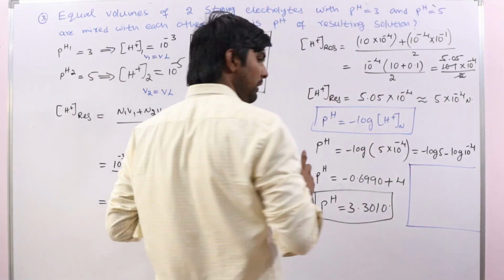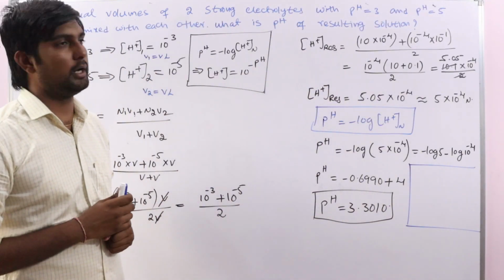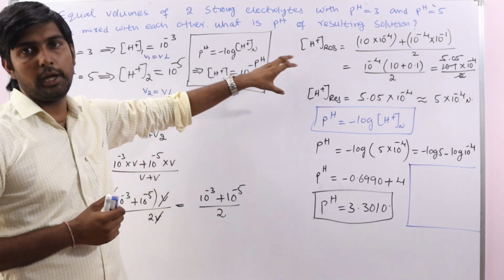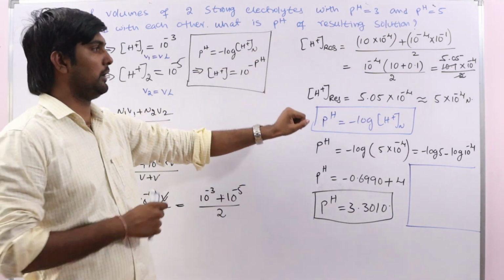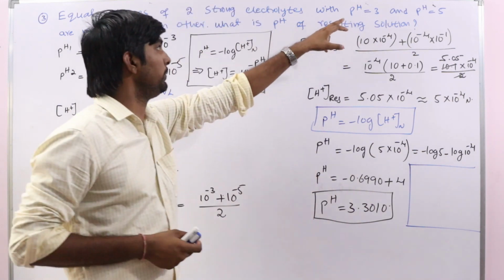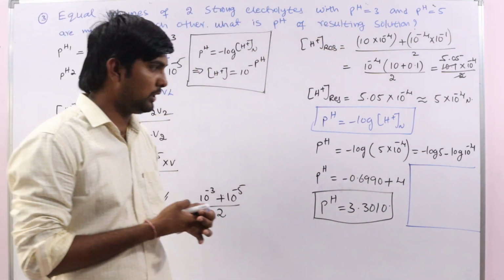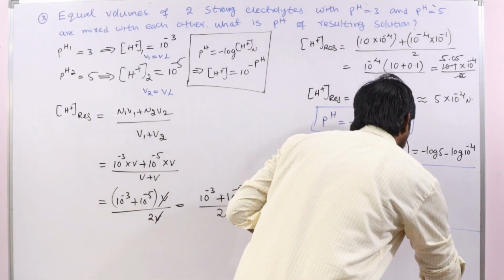And already we discussed one important shortcut for how to calculate pH for the resulting solution. Okay, so here see, both pH values are less than 7. So that's why, what is the shortcut here?